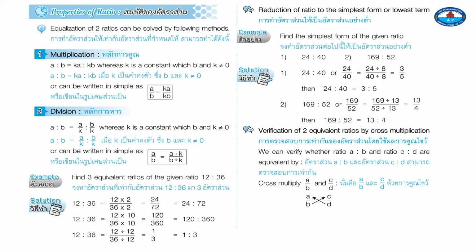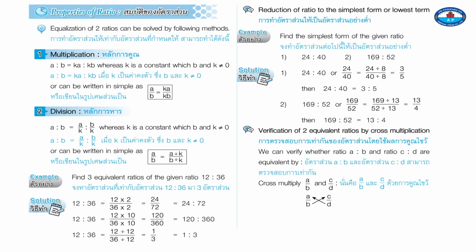24:40 or 24 over 40 equals 24 divided by 8 over 40 divided by 8 equals 3/5. Then 24:40 equals 3:5. 2. 169:52 or 169 over 52 equals 169 divided by 13 over 52 divided by 13 equals 13 over 4. Then 169:52 equals 13:4.